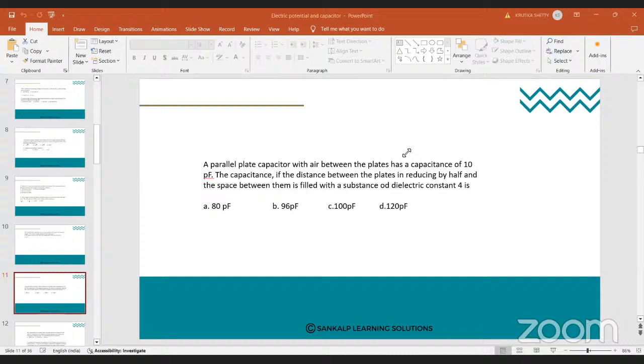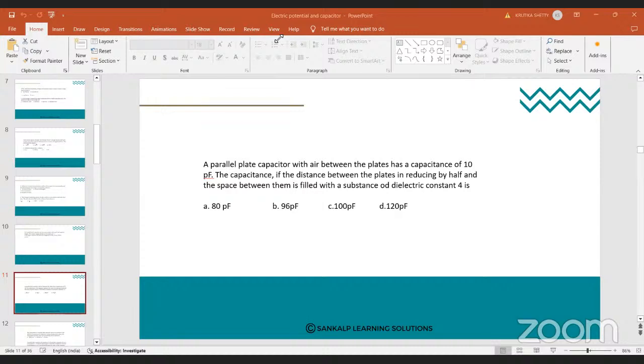A parallel plate capacitor with air between the plates has a capacitance of 10 picofarad. The capacitance, if the distance between the plates is reduced by half and the space between them is filled with a substance of dielectric constant 4, is. So what they are asking you to calculate here is the capacitance value.